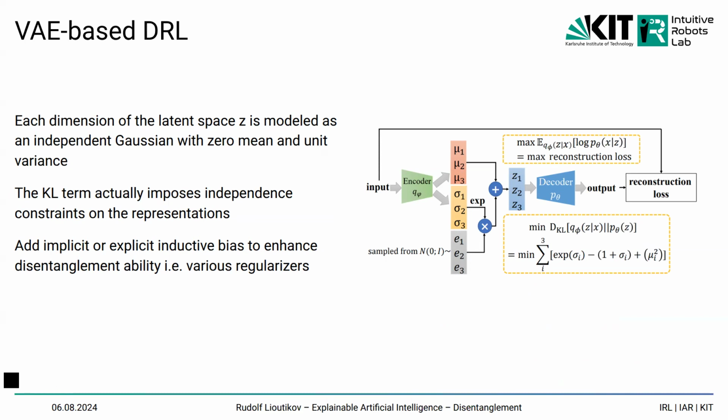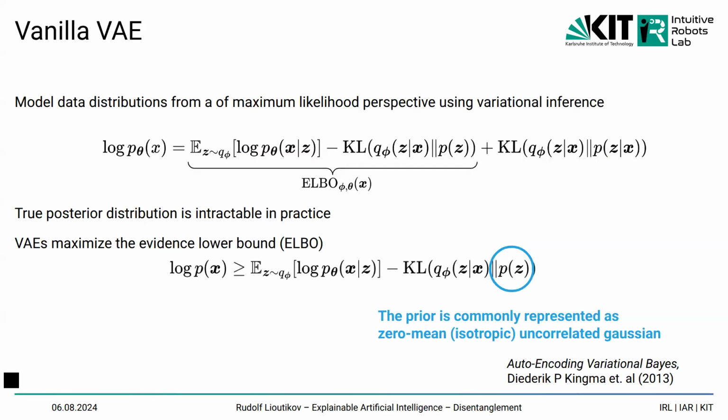Are we optimizing the lower bound then? The KL is part of the lower bound. Right, this entire thing is the evidence lower bound. There were two KL terms, right? Yeah.